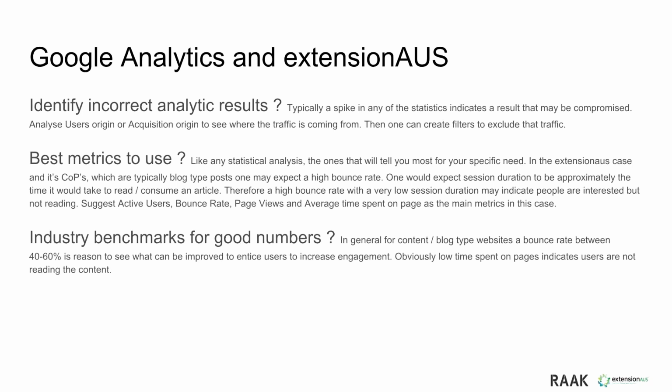Are there any benchmarks? Yes, there are. In general, for blog type or news type content websites, anything between a bounce rate between 40 to 60% is a reason to see what can be improved to entice users to increase engagement. Obviously, combine that with low time spent on pages, that indicates that users are not reading, and therefore you might have really good headlines but really poor content, and they're not really reading it. So I think they're the main ones in this case. Perhaps there are others, and feel free to ask.